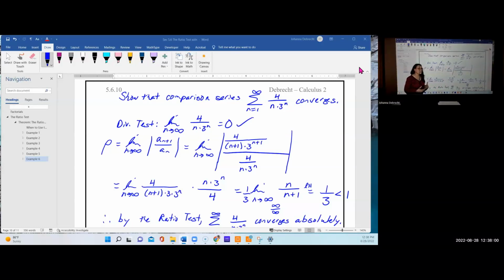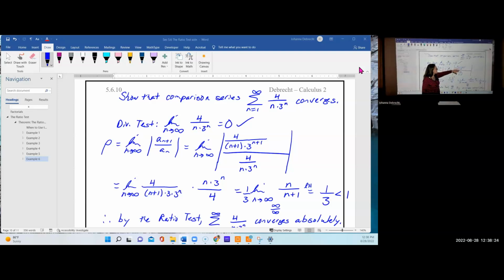Okay, how did you do? Remember, we're trying to compare this to the series of 4 over n, 3 to the n. And we saw that it is an inconclusive result with the divergence test, so it's possible that it converges. And we apply the ratio test. Remember to replace the n's in the summand with parentheses n plus 1.